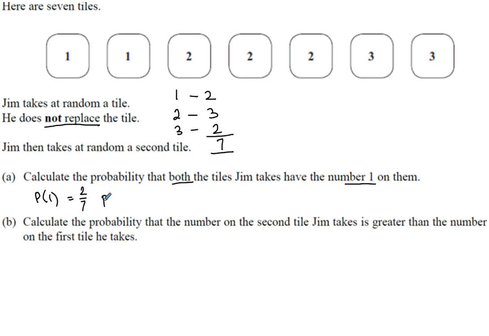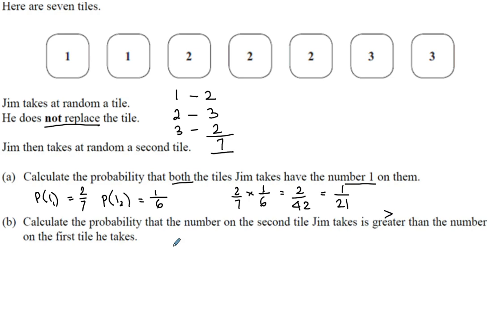And then the probability he takes a 1 the second time, yeah, is he'll have only one 1 left, and he'll only have 6 tiles left. So you can see it's that followed by that. So we've got 2 7ths times 1 6th equals 2 over 42, which simplifies to 1 over 21. Okay, yeah. Good.